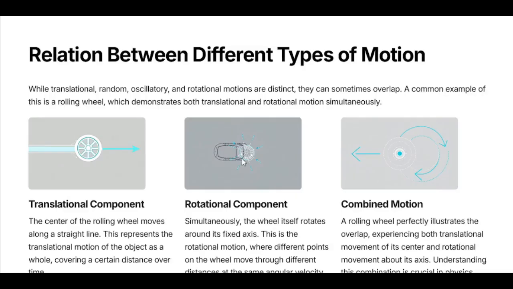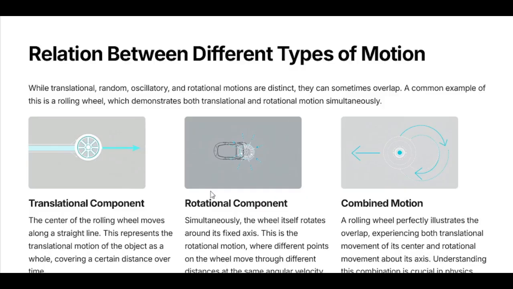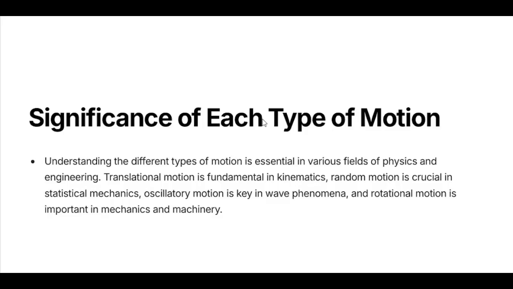For oscillatory motion and rotational motion, oscillatory needs to just be moving left and right, or to and fro, or up and down. But for rotational, it means moving around a particular cycle or a particular fixed point. That's the difference between these three types of motion. Now let's see the significance of each of these types of motion.